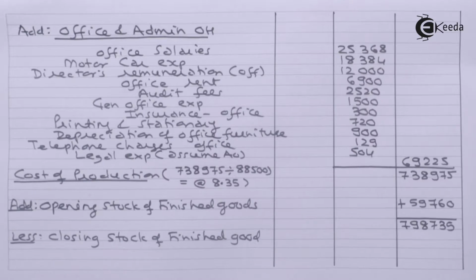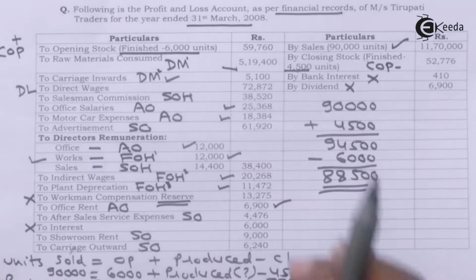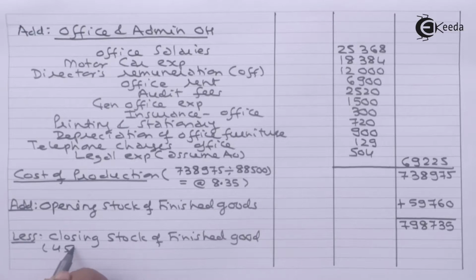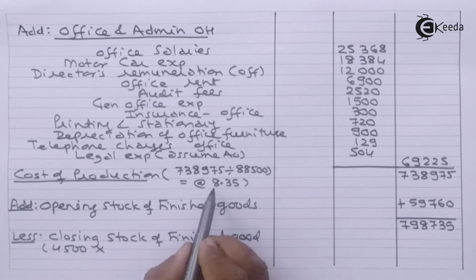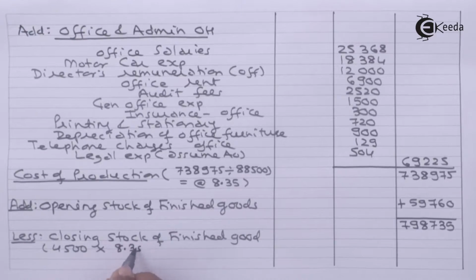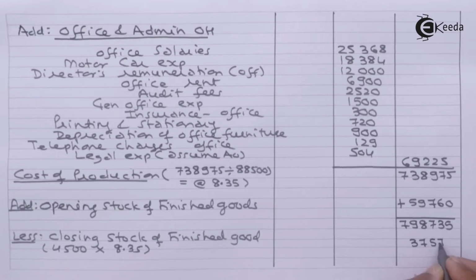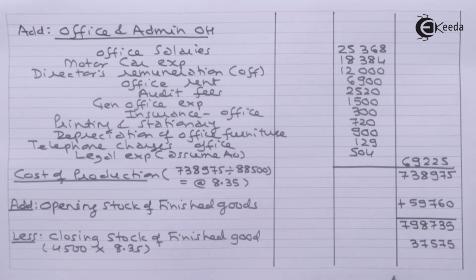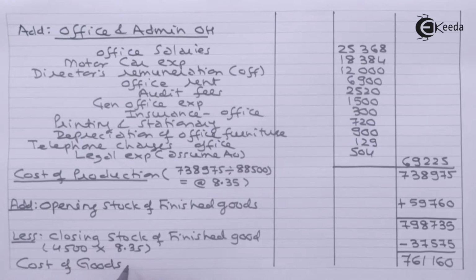closing stock of finished goods, units 4,500 multiplied by per unit cost of production 8 rupees 35 paise. So it will be 37,575. This will be deducted. So we have arrived at cost of goods sold 7,61,160.